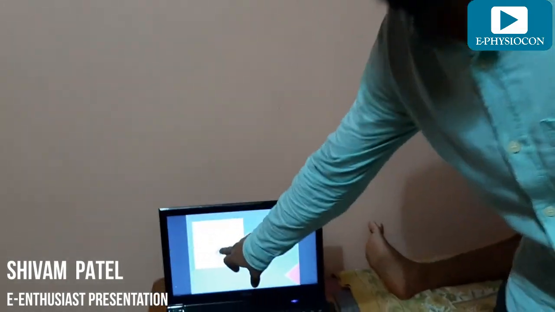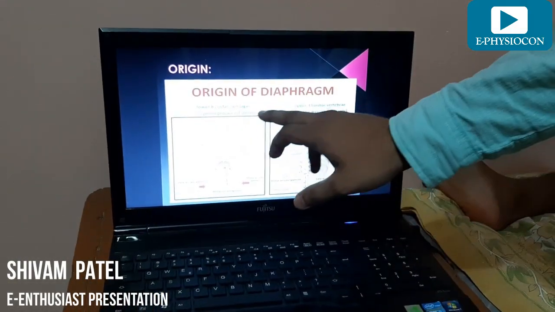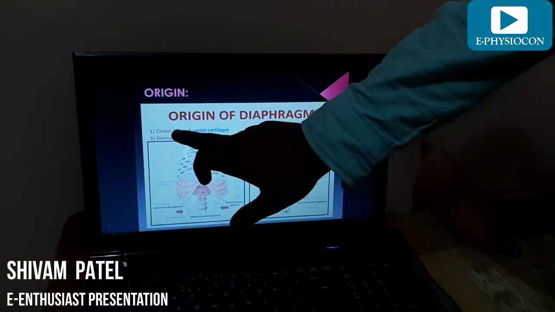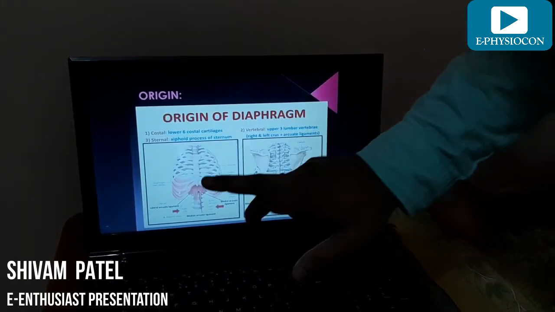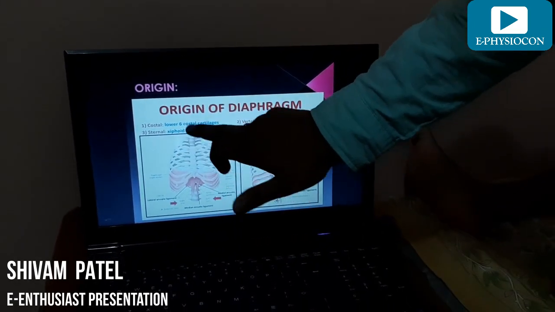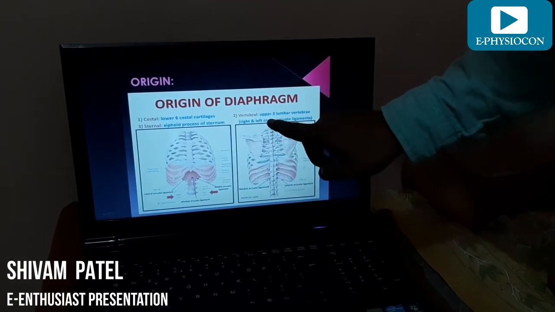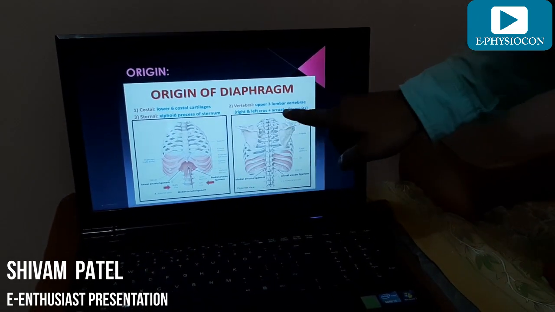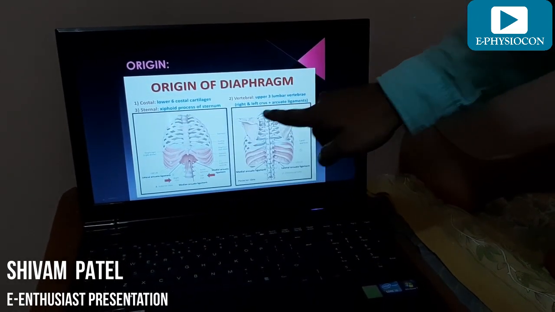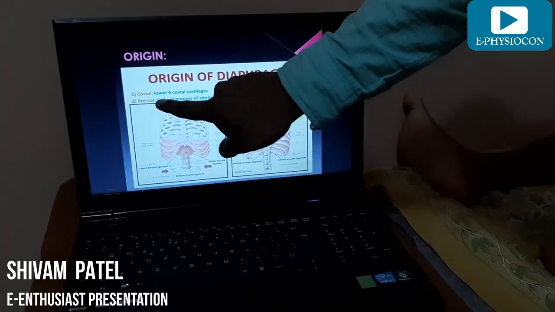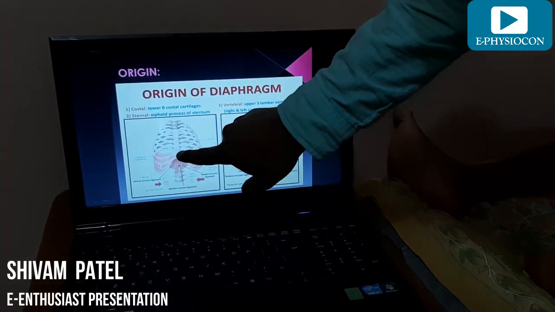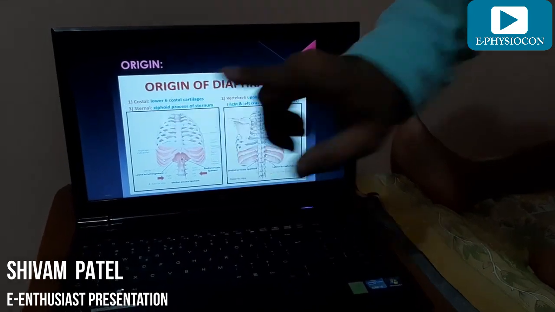Today we will discuss the diaphragm muscle. This is the diaphragm muscle. The origin of the diaphragm has three parts: costal, vertebral and sternal. The costal part is from the lower 6 costal cartilages. The second is the upper 3 lumbar vertebrae, the right and left crus, plus the arcuate ligament. And the third is the xiphoid process of the sternum.